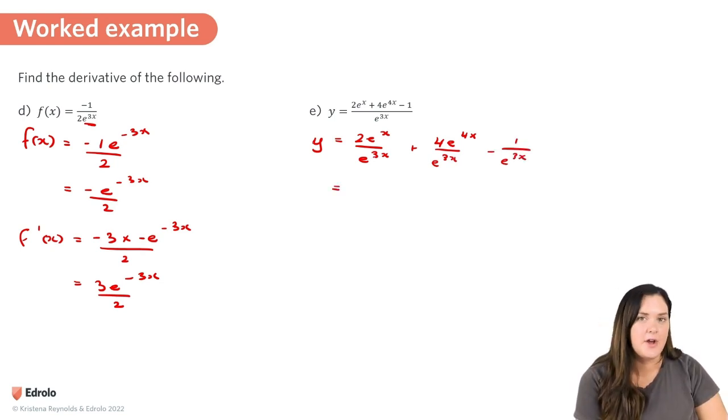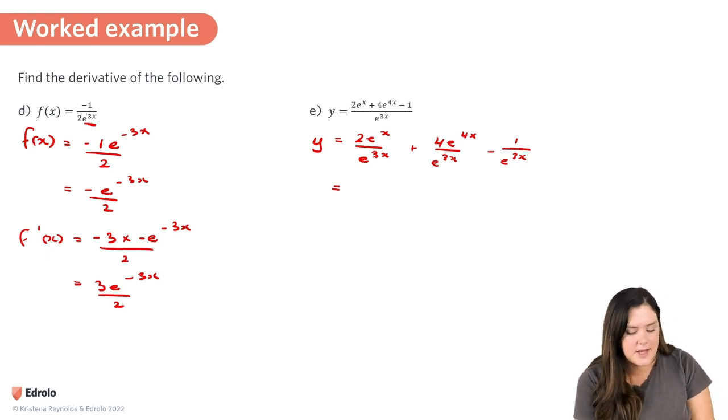Now to simplify this, we are going to use the index laws that you saw previously. So we have 2e to the power of x divided by e to the 3x. So what we're going to do is subtract those powers. So I have x take away 3x. That leaves me with -2x. So I write 2e to the -2x.